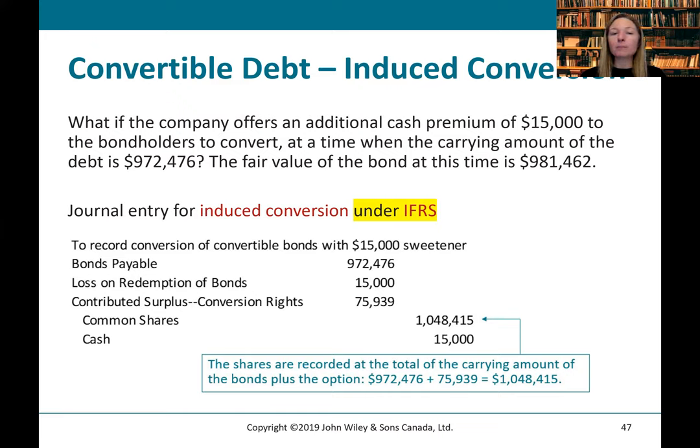$1,048,415. And then you can see that we recorded the cash of 15,000, but we've recorded a loss on the bonds. So we've actually said debit loss on bonds and credit cash. Because even though they paid us this additional cash premium to convert, it really just took away from the amount that we were going to receive through the bonds.